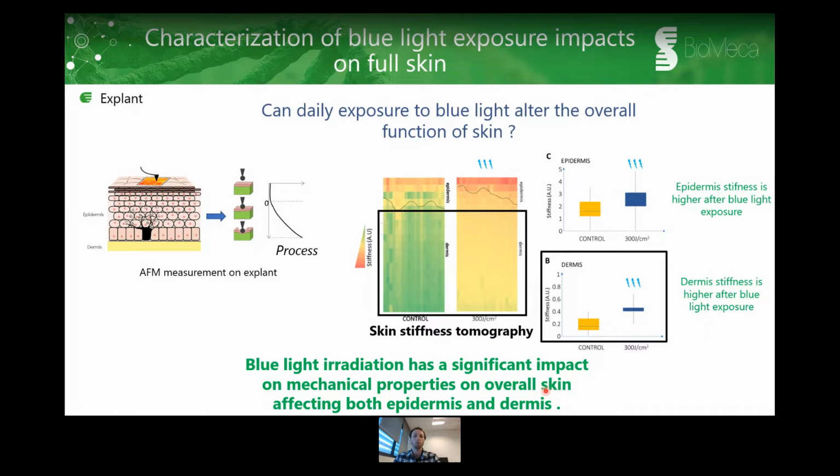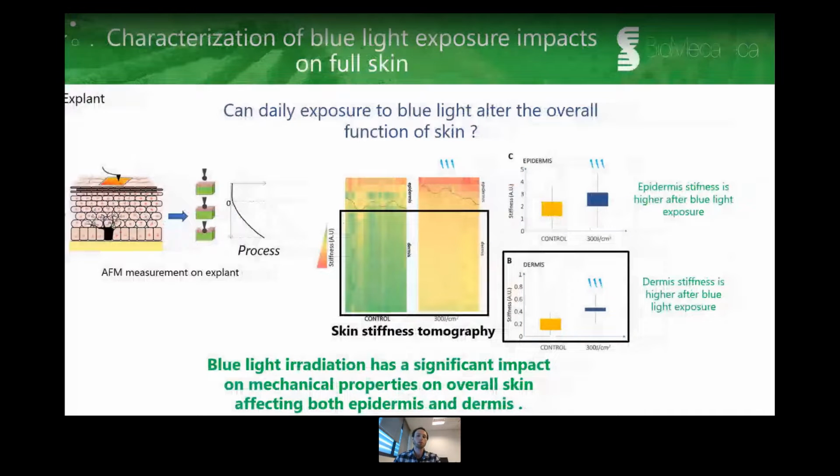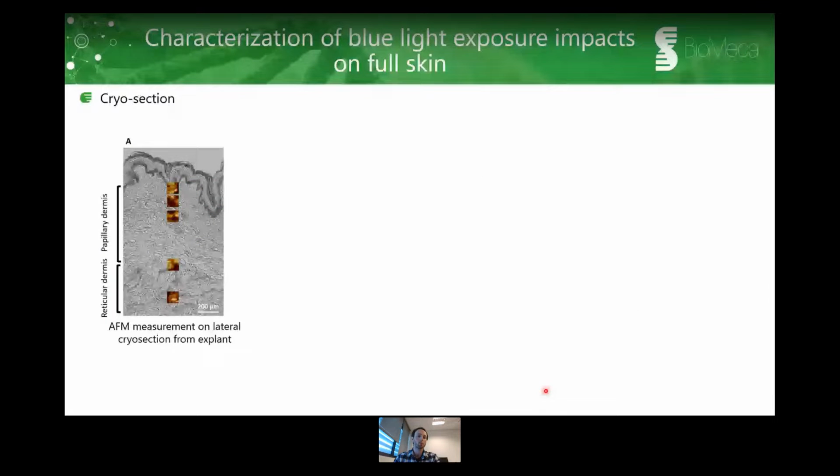So after this overview of the impact of blue light in full skin, we decided to investigate more precisely the different compartments in order to better understand the cause of this increase in skin stiffness. So to do so, we worked on skin cryosections that come from the explant where we performed the 3D stiffness tomography, and we made different local measurements by AFM to evaluate the elastic modulus on two parts of the dermis: the upper part, corresponding to the papillary dermis, and the lower part, which corresponds to the reticular dermis.